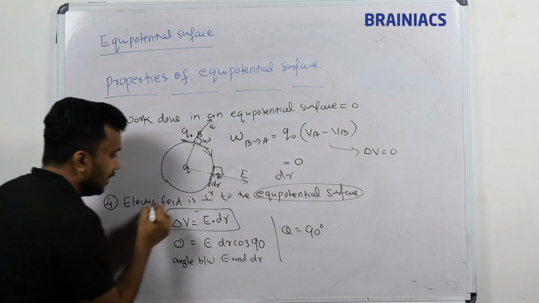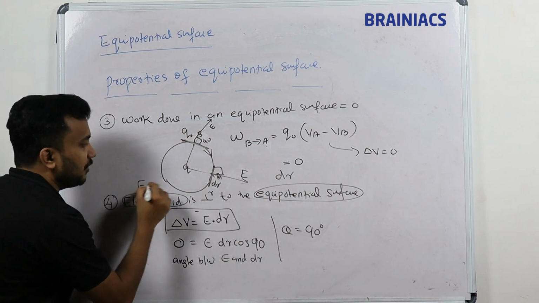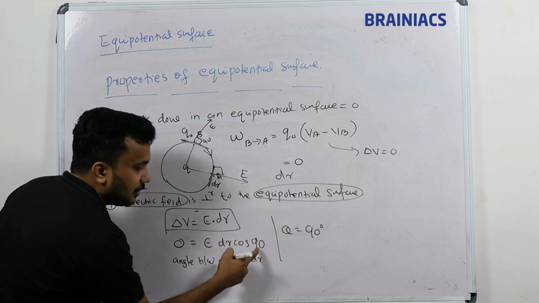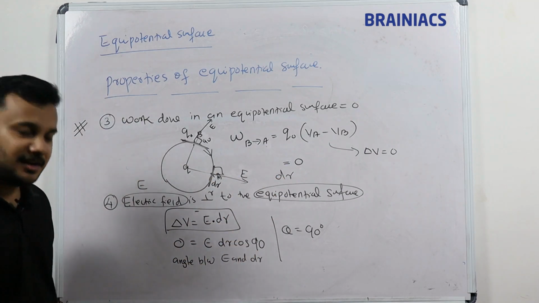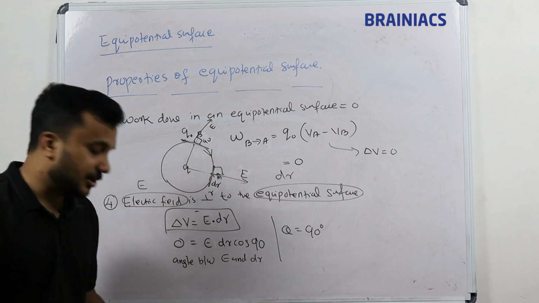Which means, in vector form, the equipotential surface is dr, and the electric field is E. What is the angle between E and dr? It is 90 degrees. That's what it is saying. The electric field is always perpendicular to the equipotential surface.